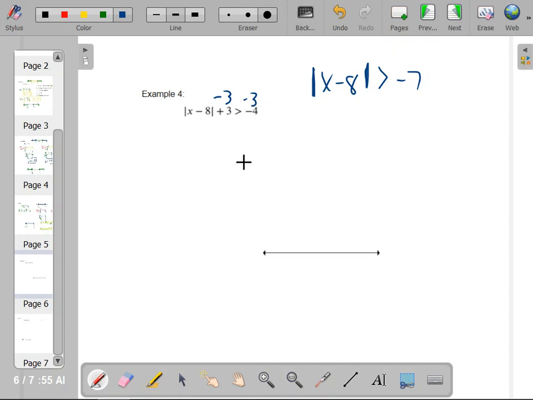Now, it's real easy to be kind of on a roll. I'm going to do this, it's going to be great. But you've got to be really careful. You have an absolute value. This is a positive number.